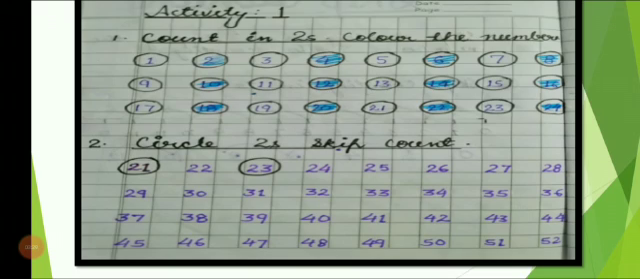Question number 2. Circle 2s skip count. Like above, you have to do the same here. Okay. 2 I have done for you. 21. If you start from 21, we have to reach every second number, after skipping one number. Okay, like this. If we start from 23, then first and second. It means 25 is the second. If we start from 25, then first, second. 27 is the second number. Again, 29 is the second. Okay. So like this, you can do more examples.